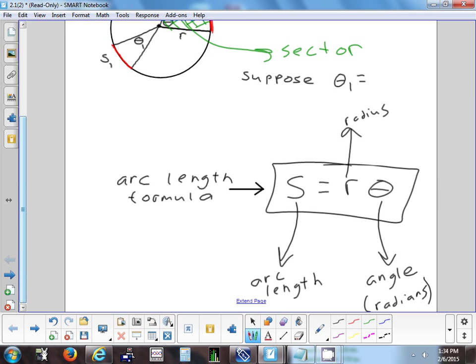The way this formula works is they're going to give you 2 out of 3 variables. They'll either give you the R and the theta and have you find S, or they'll give you the S and the R and have you find theta, or some combination of the two. But you'll always be given 2 out of 3 of the letters.